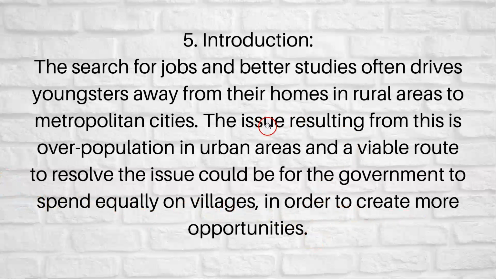So instead of problem associated, we are using the words issue resulting, and instead of solution, we are saying a viable route to resolve the issue. That's it. Again, a short introduction, but it tells the examiner everything they're going to see in the coming paragraphs.